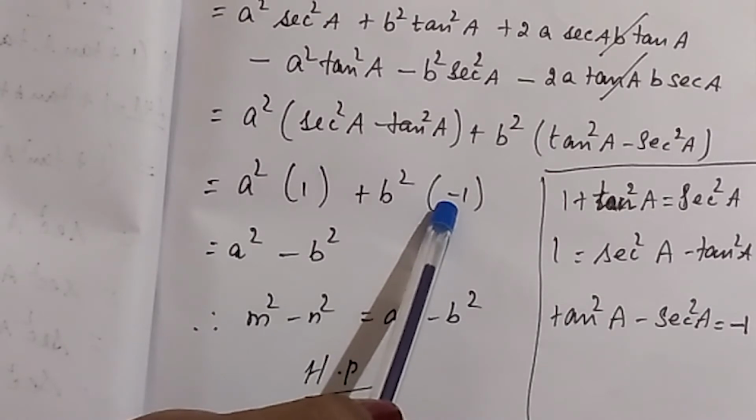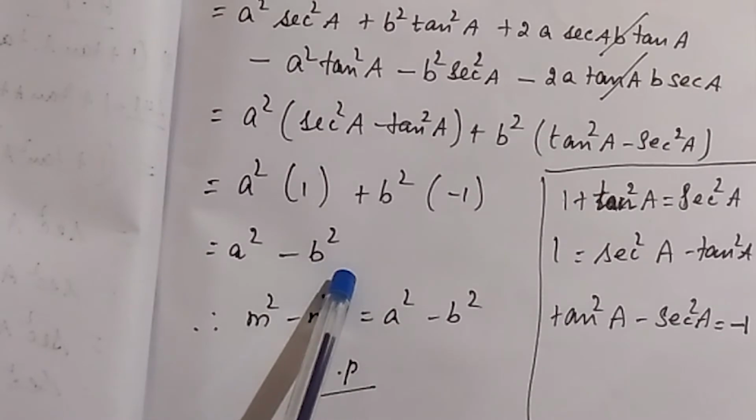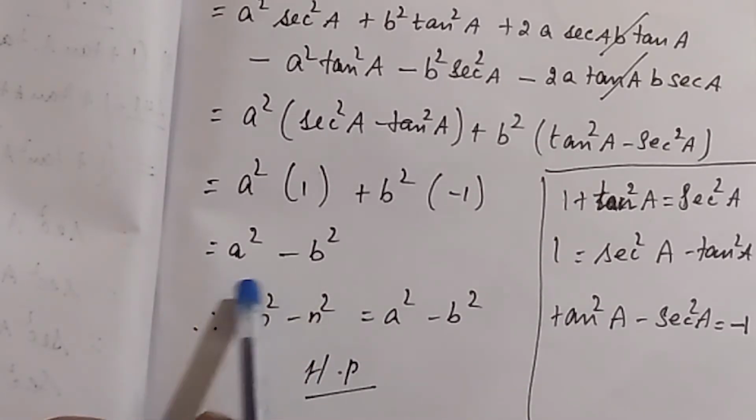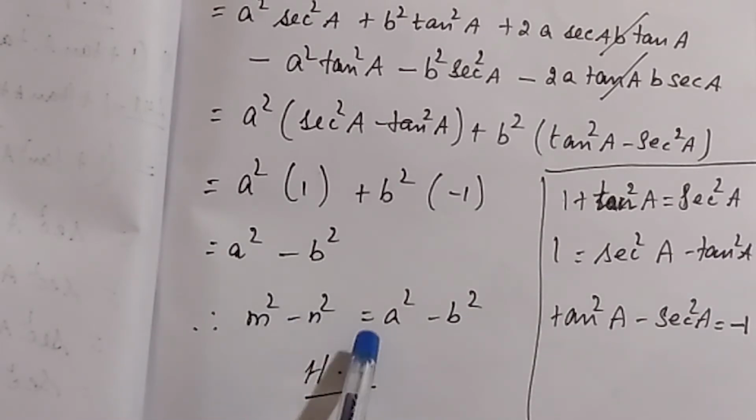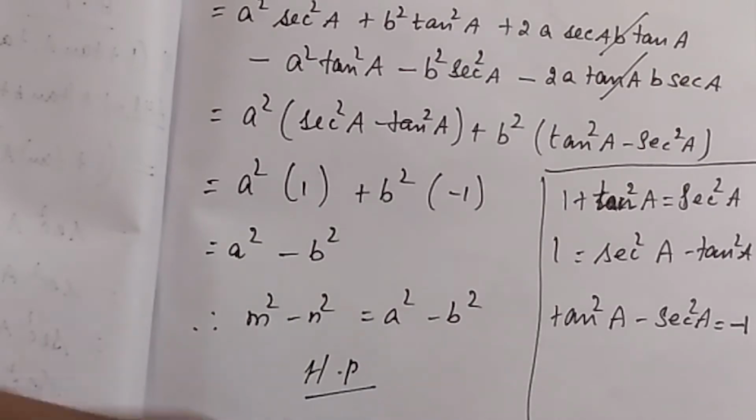What you will get? Minus 1. So, multiply: a squared minus b squared. So, you will get the right hand side. Hence, proved. m squared minus n squared is equal to a squared minus b squared. Hence, proved.